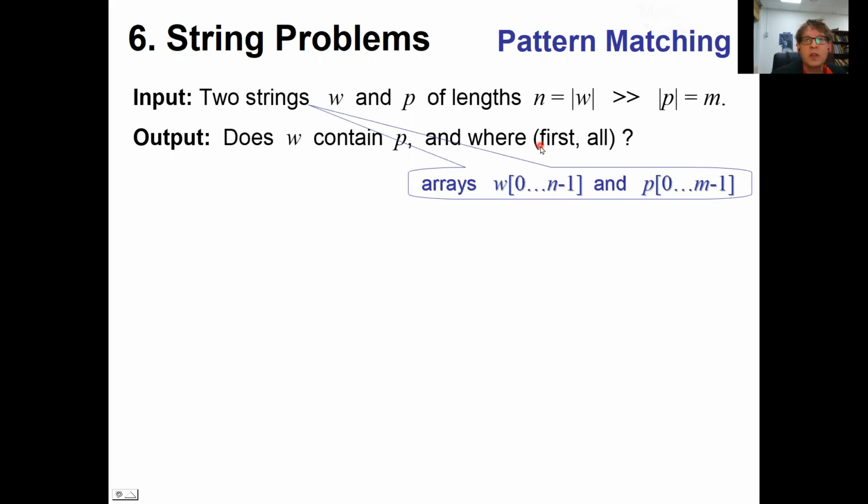And we want to solve that efficiently because common text corpuses easily have n equal to 1 million. 1 million characters is pretty common.